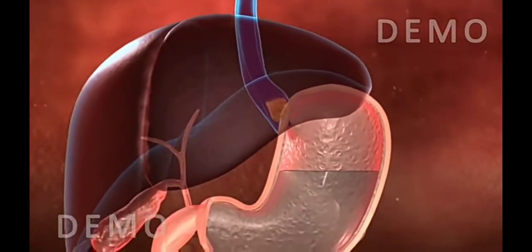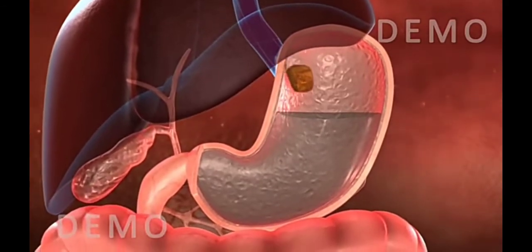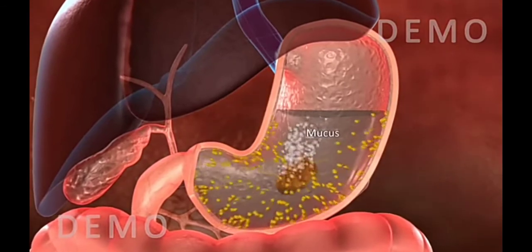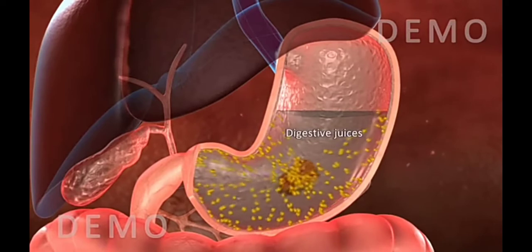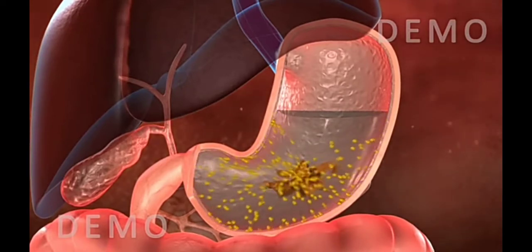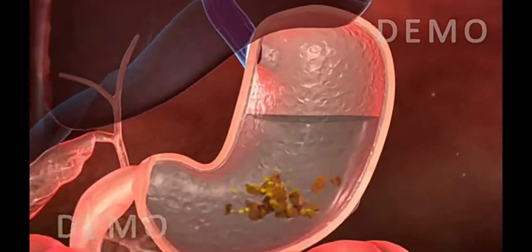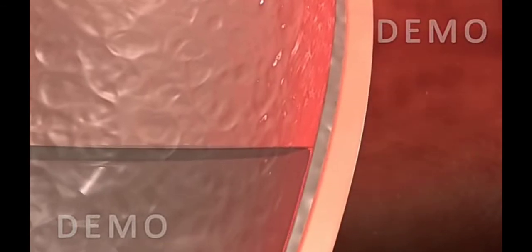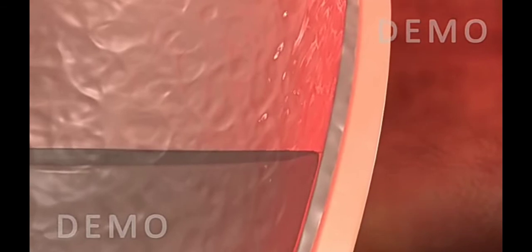When the food enters the stomach, a J-shaped bag-like structure, mucus, hydrochloric acid, and digestive juices that are present in the stomach act on the food to help digest it through chemical action. The mucous membrane protects the inner wall of the stomach from the effects of the acid.